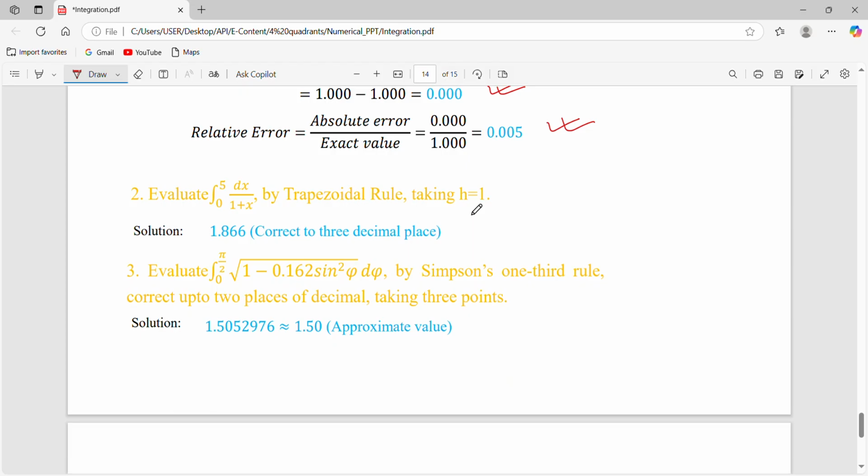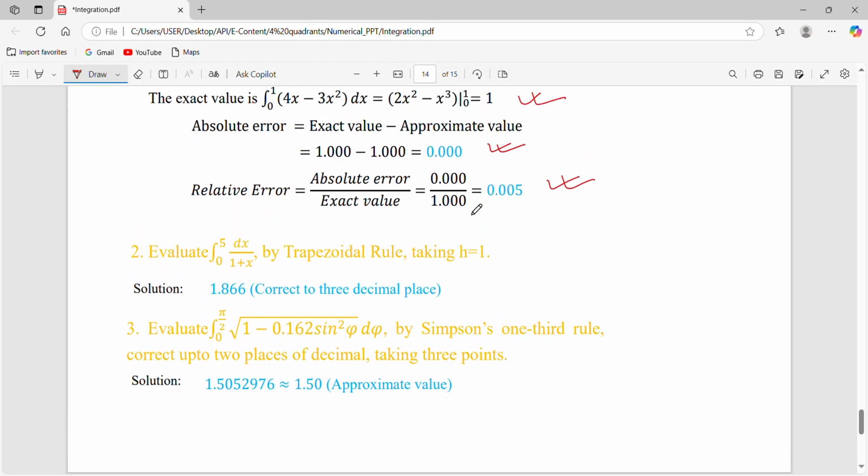Okay, there are a few more questions for you to solve yourself. Evaluate the integral from 0 to 5 of dx by 1 plus x by the trapezoidal rule, taking h equal to 1, correct up to 3 decimal places. Another question is by Simpson's one-third rule, correct up to 2 decimal places, taking 3 points. So n equal to 3 here, and h equal to 1. Keep in mind whether Simpson's rule is applicable or not. All of you find out and think over this: taking 3 points, can you use Simpson's one-third rule or not? This is for your homework.